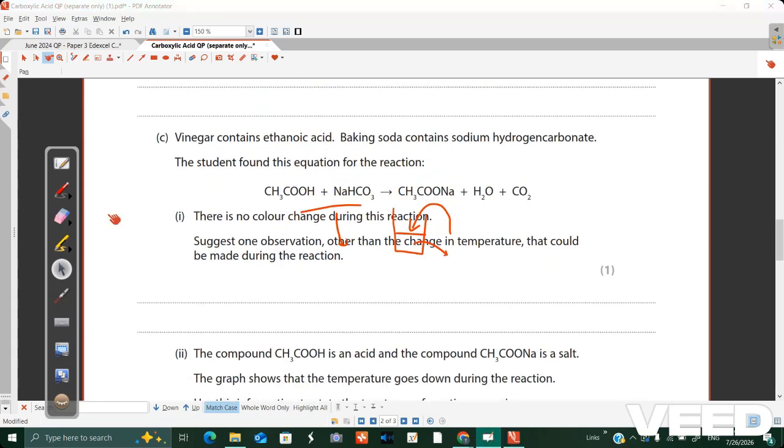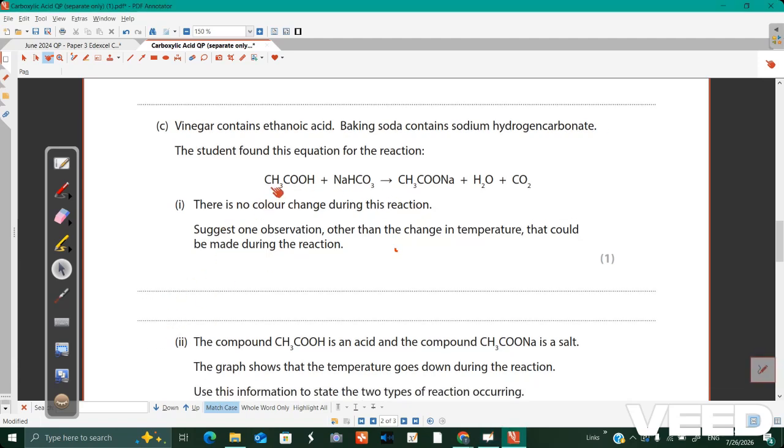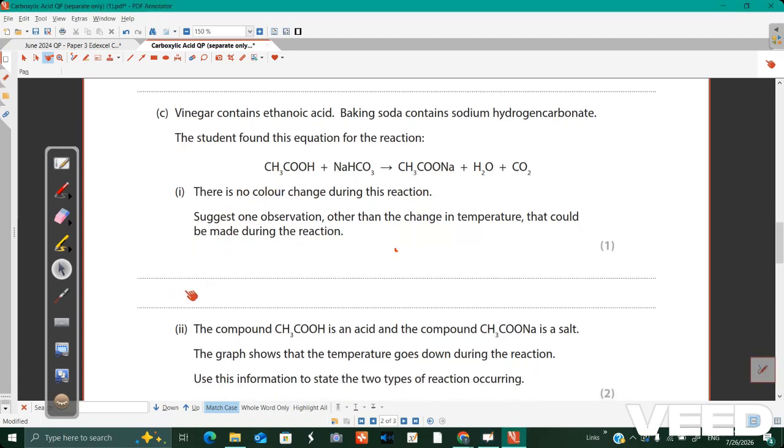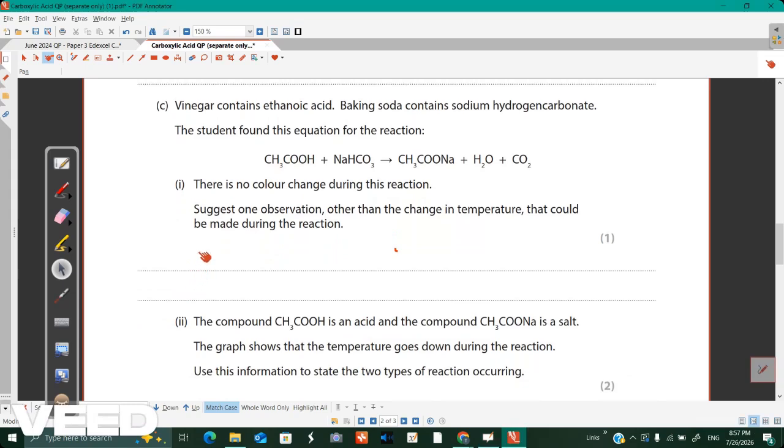Vinegar contains ethanoic acid. Baking soda contains sodium hydrogen carbonate. This is a reaction, right? Ethanoic acid with sodium bicarbonate. There is no color change during the reaction. Suggest one observation other than the change in temperature that could be made during the reaction.